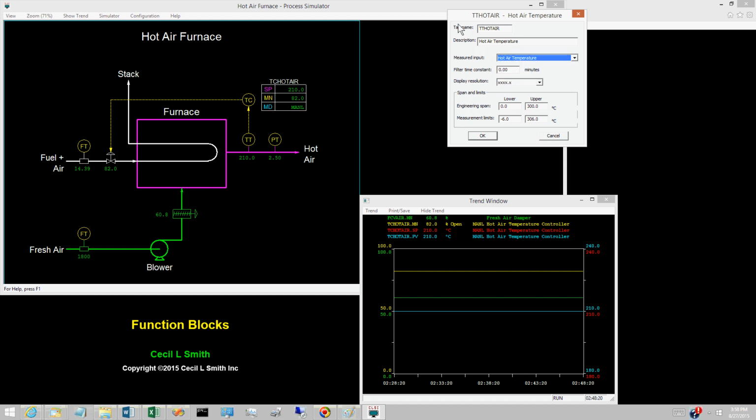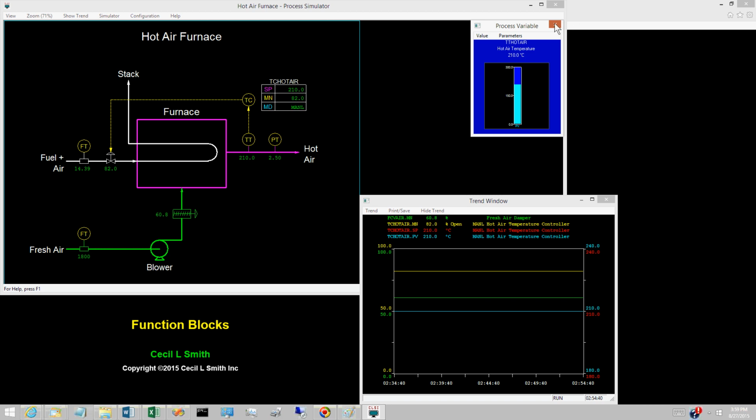Most PV blocks require parameters such as an identifier or tag name, a description, the measurement range, a filter time constant, etc. Close the PV configuration window and close the point window.